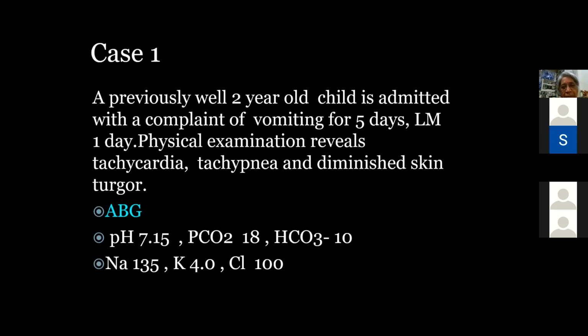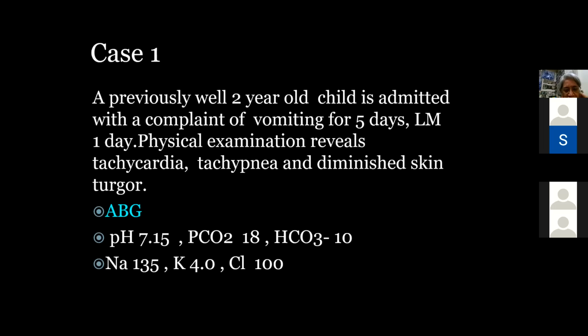Here the pH is 7.15, PCO2 is 18, bicarb is 10. So there is metabolic acidosis plus respiratory alkalosis, because the expected PCO2 is nearly 23 plus or minus 2. The PCO2 is 18. So there is some compensation, but the compensation is not full. If we expect compensation of around 23 of PCO2, there is not full compensation. So metabolic acidosis plus some respiratory alkalosis, because PCO2 is less.